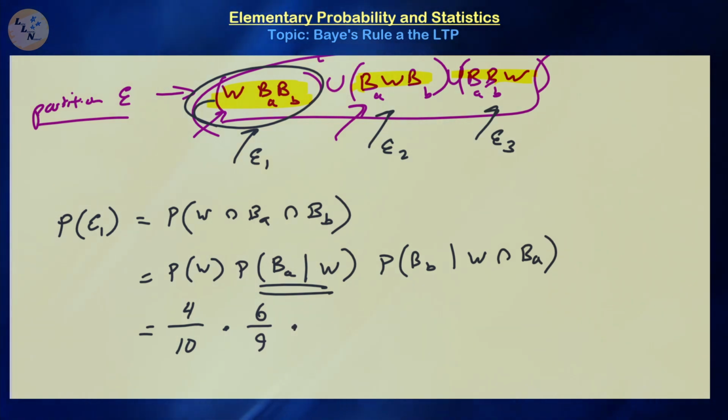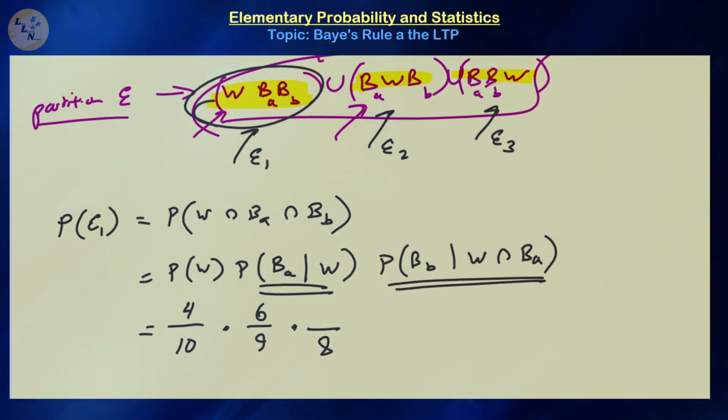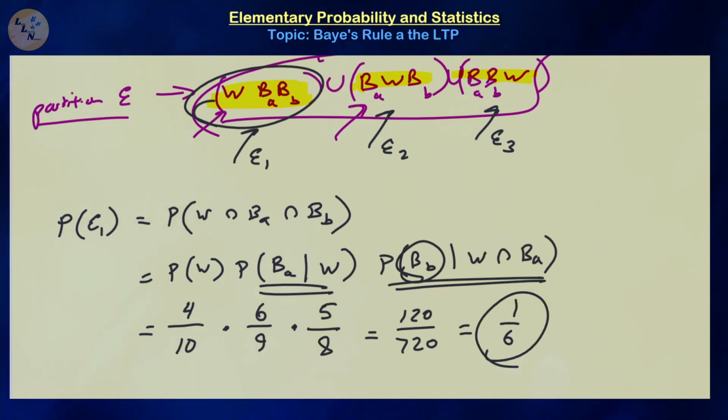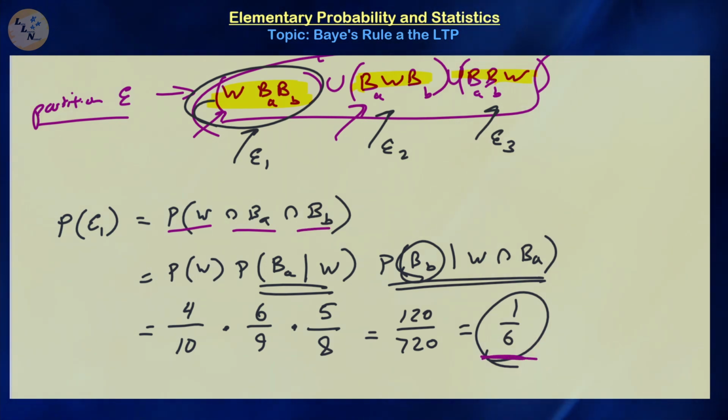Now that I've selected another person, there are going to be 8 people to select from. What is the probability that it is a blue? Well, we've already selected one blue, therefore there's going to be one less of them. So once we multiply this out, that's going to be equal to 120 over 720, which will reduce down to 1 over 6. So the probability of getting a white shirt person, and then a blue, and then another blue, is equal to 1 over 6. So that is the probability of event 1.